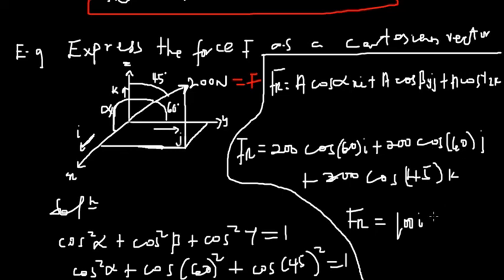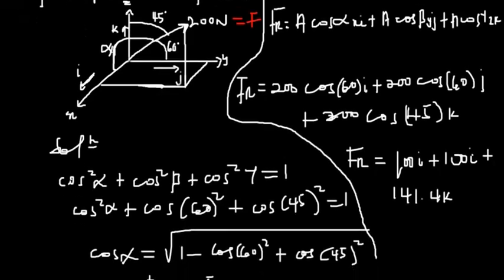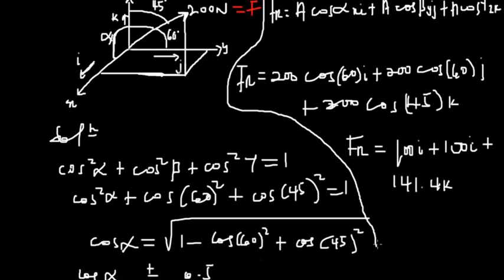200 cos 60, the same thing, will give us 100j, and then 200 cos 45 will give us 141.4k. So from here you could notice that we've been able to convert the forces which were in polar into Cartesian vector. This is what this is all about.